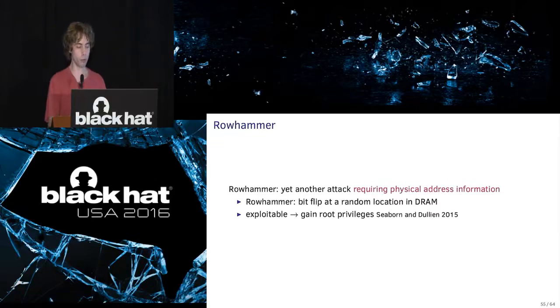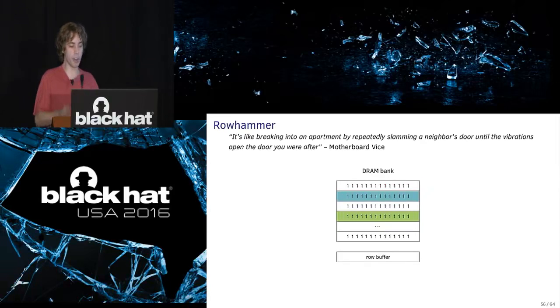For those of you who don't know rowhammer, it is basically a bug in hardware where you access memory locations at a high frequency, and at a different random memory location that you probably cannot access, a bit flips, and you can exploit that. It has been shown by Seaborn and Dullien, who presented this last year at Black Hat. You can gain root privileges with that. So rowhammer is pretty much like slamming a door repeatedly to break into a neighbor's apartment. That is how Motherboard Vice described it when we presented rowhammer in JavaScript last year.